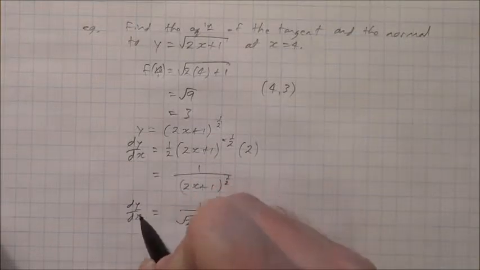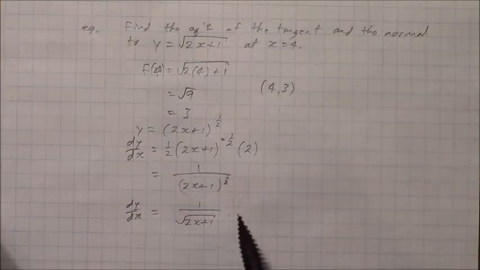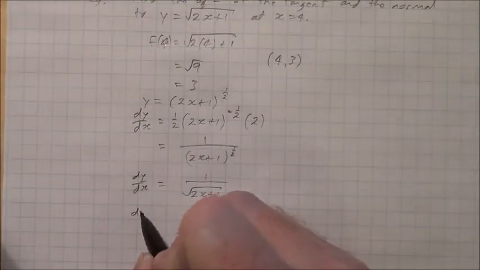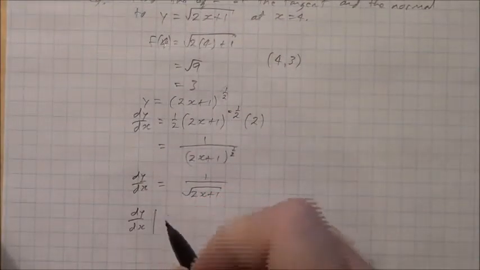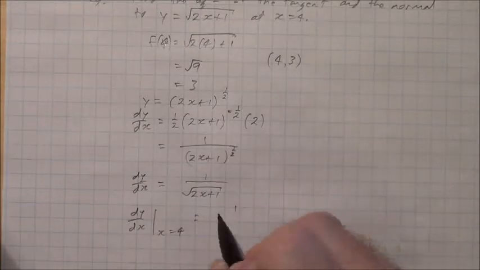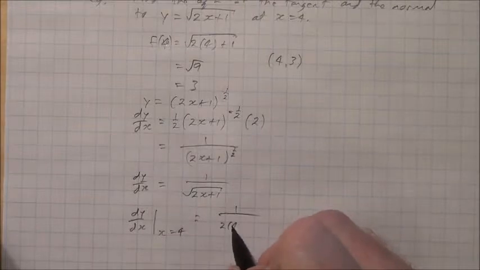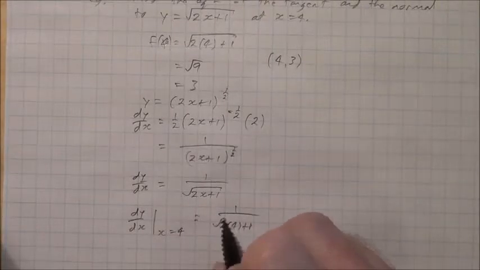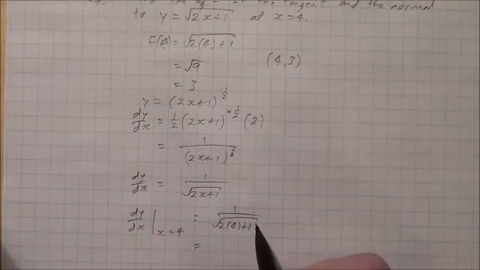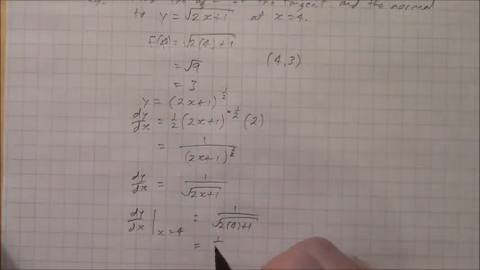Now to find the actual gradient of this function at x equals 4, I'll evaluate dy by dx at x equals 4. So you get 1 over the square root of 2 times 4 plus 1. 2 times 4 plus 1 is 9, the square root of 9 is 3, so this is 1/3.